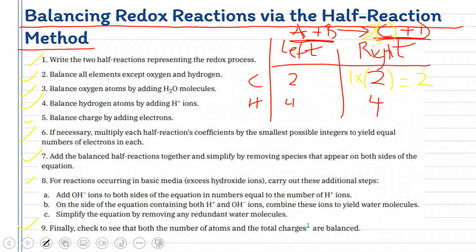Okay. So that's the first thing. I want you to write down these steps. So step 1, each of the things you see in step 1. So step 1 says what? Let's see step 1. Step 1 says: write the two half reactions representing the redox process.